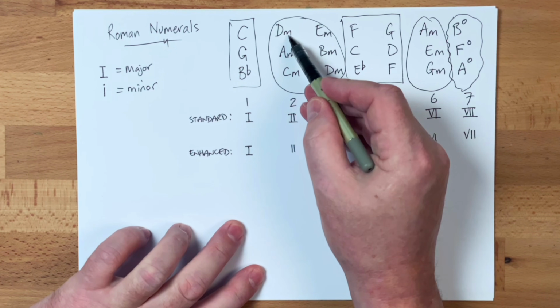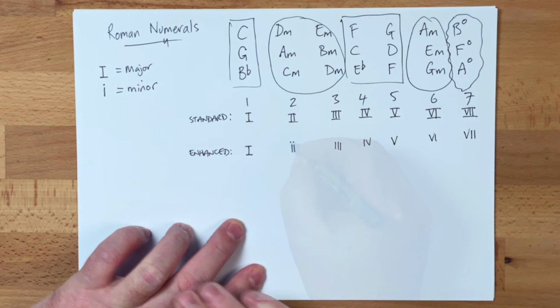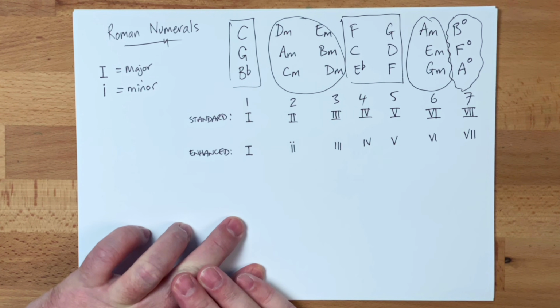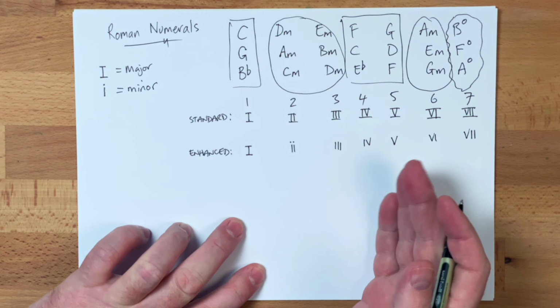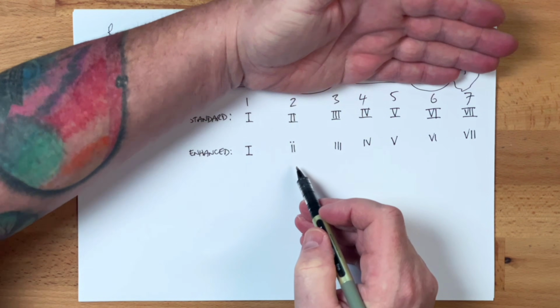This here, this is a D minor, this is an A minor, this is a C minor. So what I have to do here is add those dots there to make that lowercase. And you can automatically look at that and think that that is a major, and that is a minor. It doesn't matter which key you are looking in.